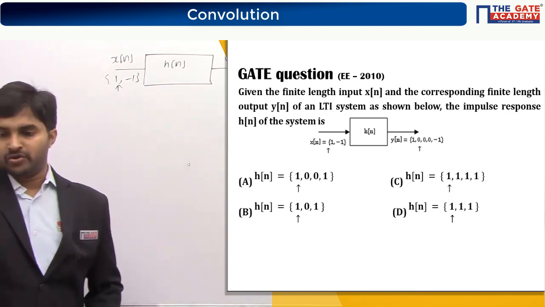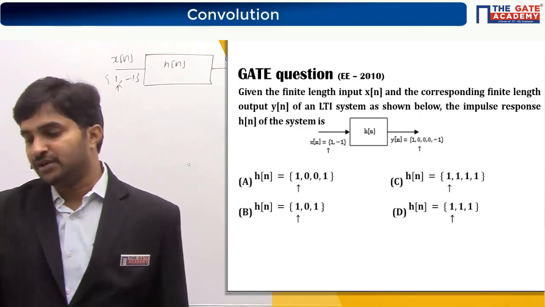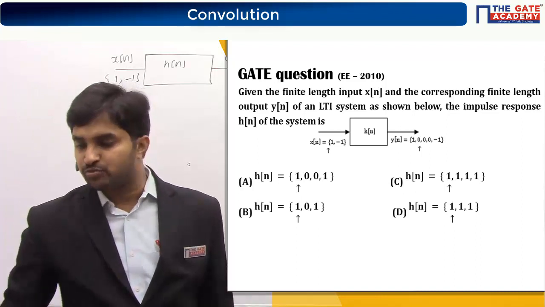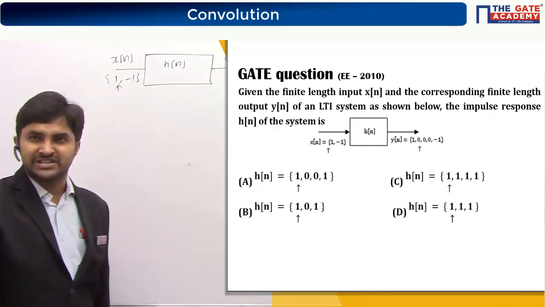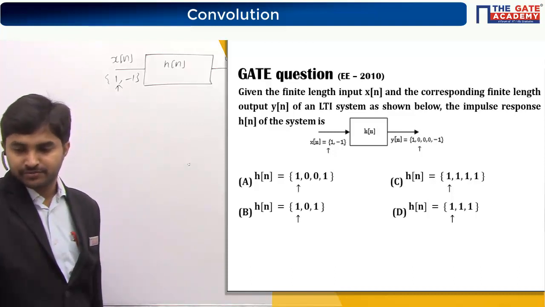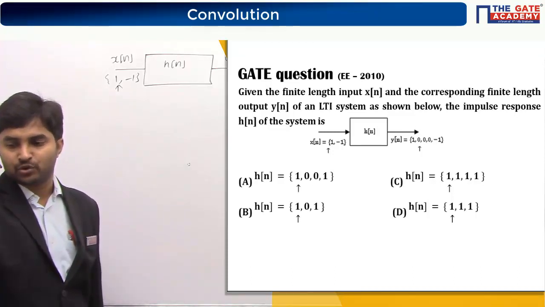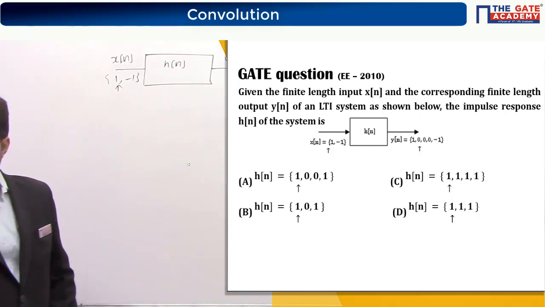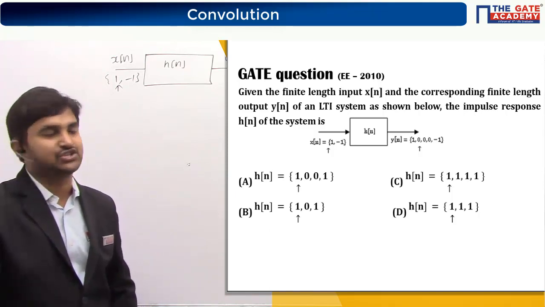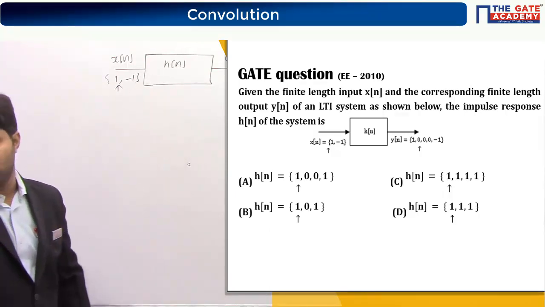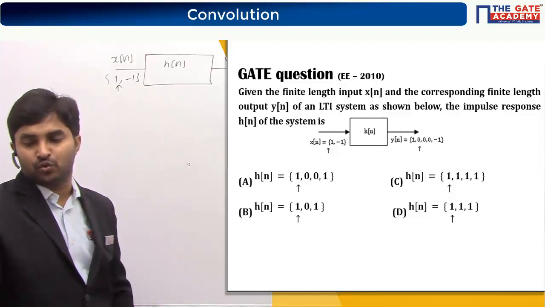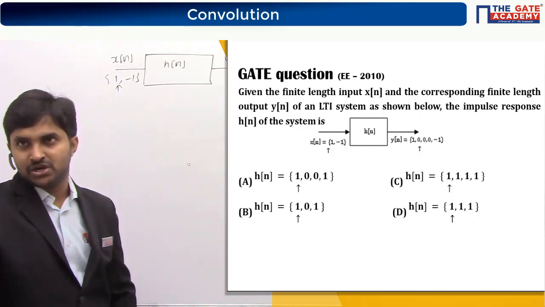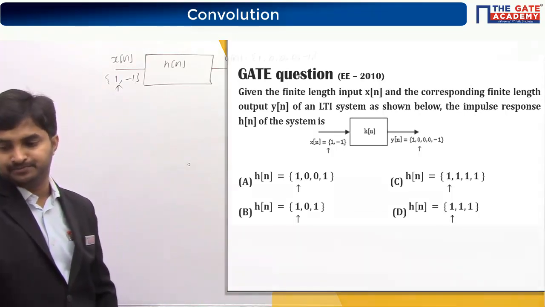Right, so given the finite length input x of n and the corresponding finite length output y of n of an LTI system as shown below. The arrows given in the secondary screen or the PPT might not be so clear, so please consider the arrows which are given here. The impulse response h of n of the system is dash. Option A is 1, 0, 0, 1. Option B is 1, 0, 1. Option C is all ones and option D is 1, 1 and 1.